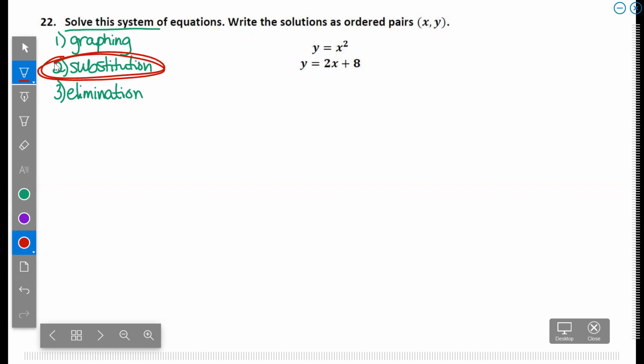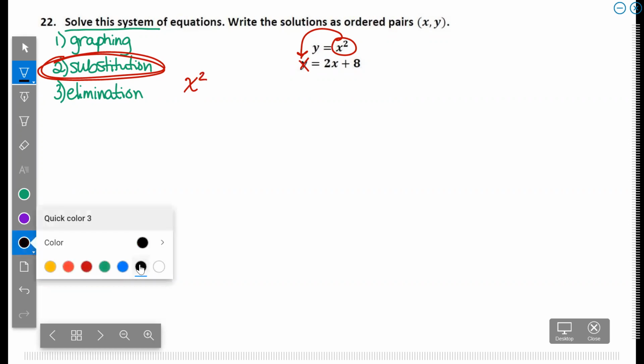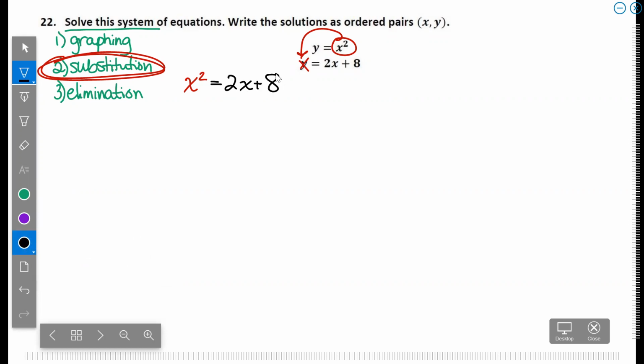So I'm going to take this x squared right here, and it's going to take the place of the y in that second equation. So I'm going to have x squared equals 2x plus 8. And then from here, I want to get everything on the same side as my x squared. I need it set equal to 0, but I don't want to minus the x squared from both sides because I never, ever, ever want my x squareds to be negative. So I'm going to minus 2x from both sides.